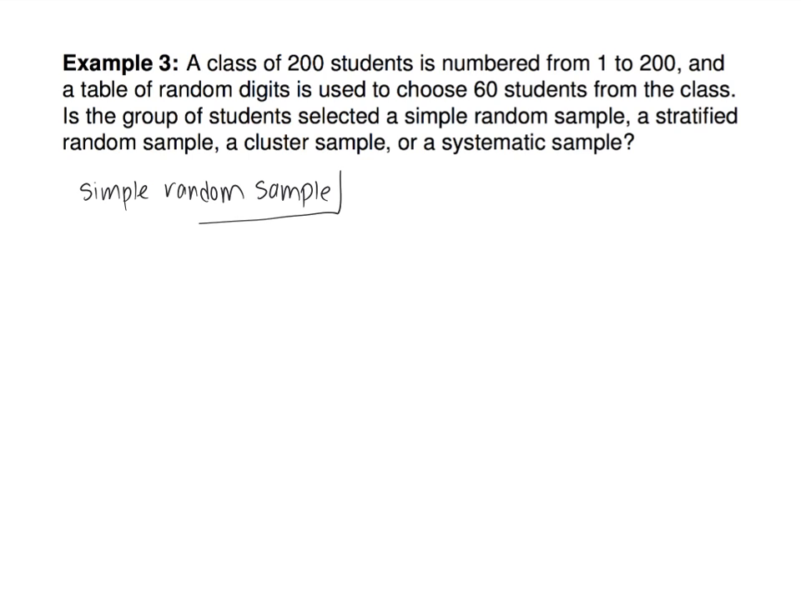And let's talk about why not all the others. So why not stratified? Were they divided into groups first? No, that's the reason why not stratified. Cluster, were they divided into clusters and then one cluster was chosen? No, right? Did they pick every 7th student? No, so that's why it's just a simple random sample.